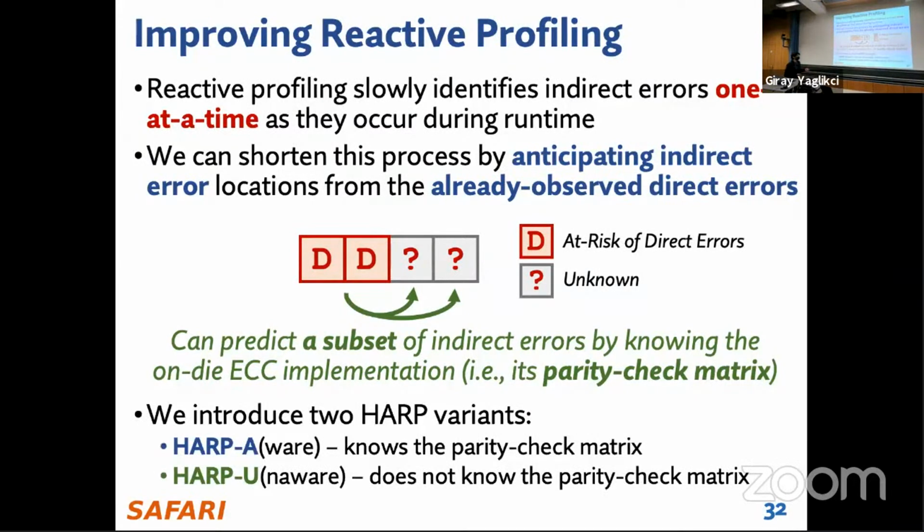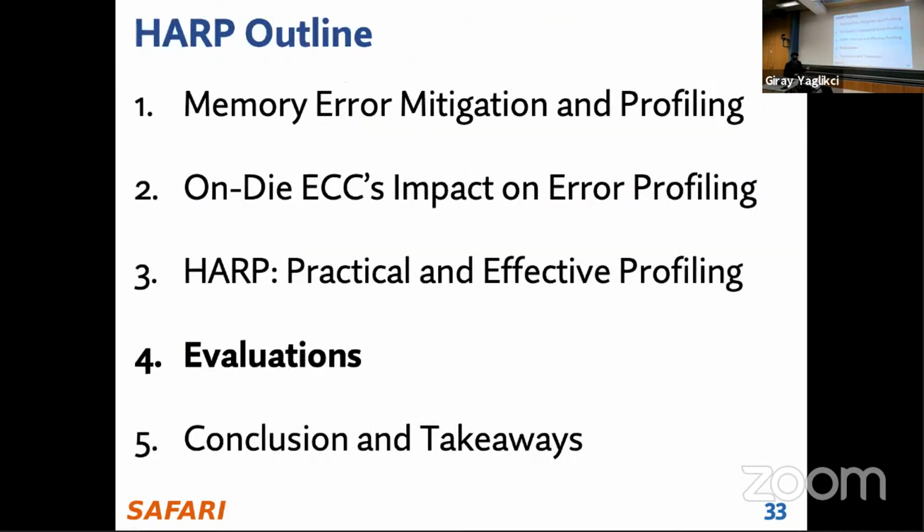For that reason, we introduced two variants of HARP: HARP-aware and HARP-unaware, one which does know the on-die ECC parity check matrix and one that does not. Okay, so that completes my overview of HARP. I'll quickly talk about the evaluations that we have.